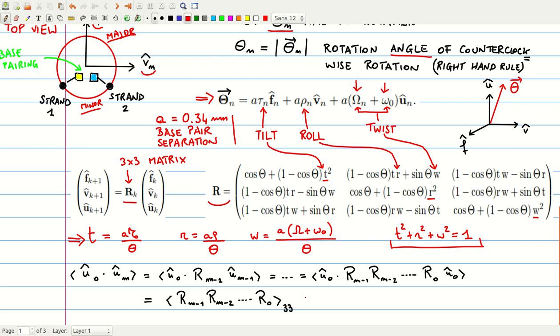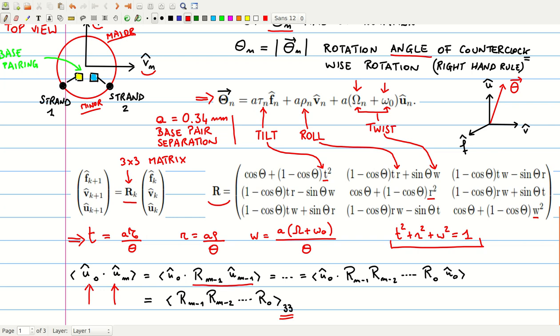Having introduced the basics, we can now proceed with the calculation. We want to calculate the tangent-tangent correlator between two distant points, u_0 · u_m. u_m is equal to the rotation matrix R_{m-1} times u_{m-1}. And we can iterate this expression for successive u_{m-2}, u_{m-3}, and so on. We end up with the following expression. The tangent-tangent correlator is the element 3,3 of the product of m rotation matrices.